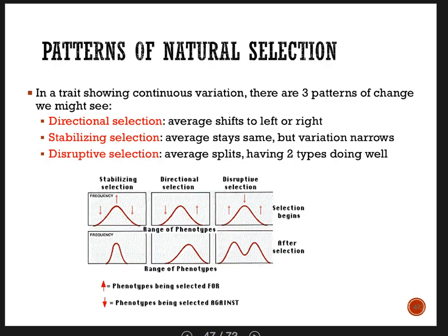When it comes to natural selection, there's actually three different patterns that we can kind of see happening over the course of time. There's directional selection, stabilizing selection, and disruptive selection.